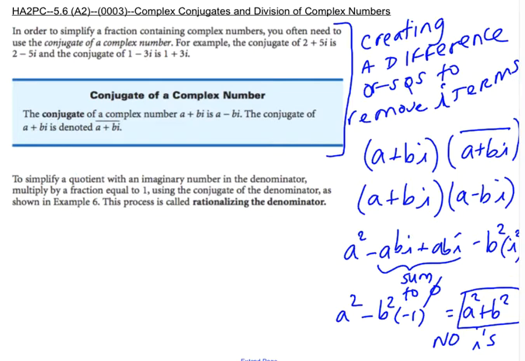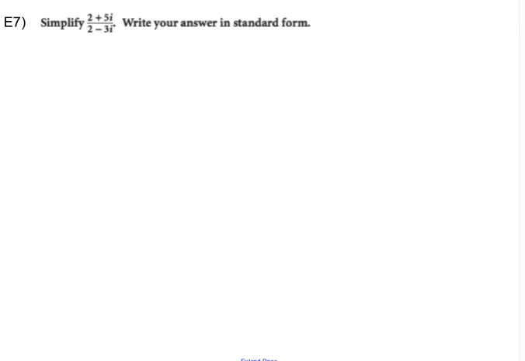So when we're simplifying a quotient with imaginary numbers, we multiply by a fraction equal to 1 using the conjugate of the denominator, and this is called rationalizing the denominator. So let's walk through this. If I want to simplify 2 plus 5i over 2 minus 3i, the rule is no i's in the denominator. You're allowed to have i's in the numerator, because you want your answer to look like a plus bi, so i's in the numerator are totally fine.